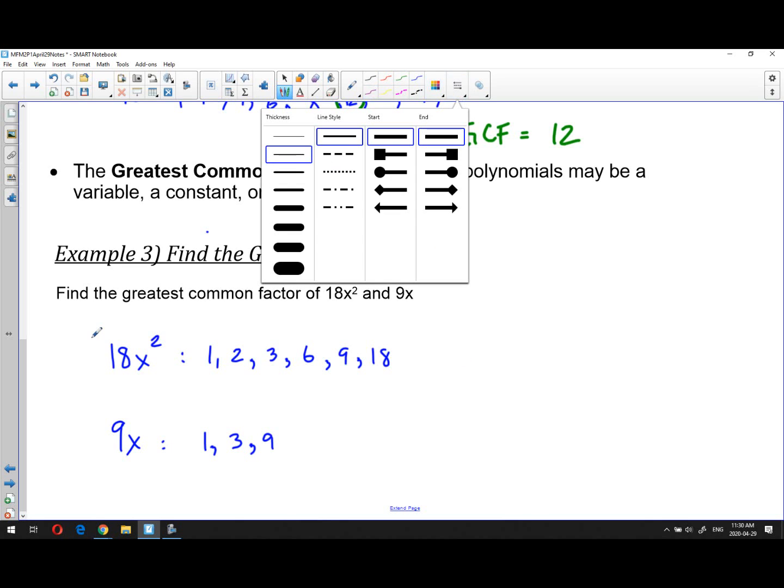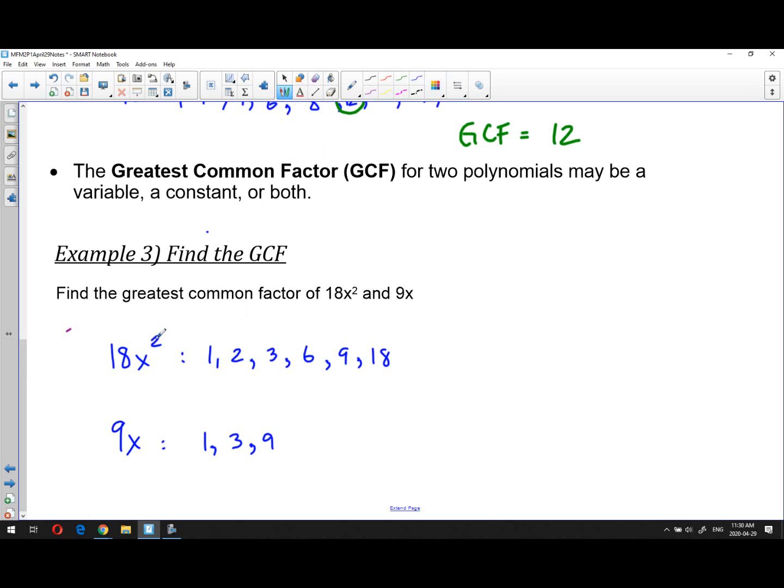However, both of these terms also have a variable. This one has a variable x squared, and this one has a variable x. The way you need to think about this, x squared is the same thing as an x multiplied by another x. So there are two x's being multiplied together to give you this one. Whereas 9x only has a single x.